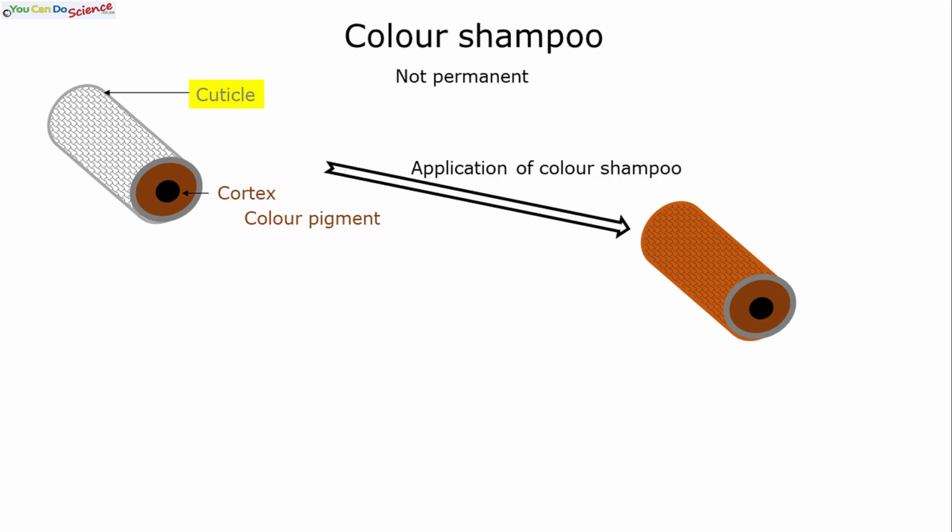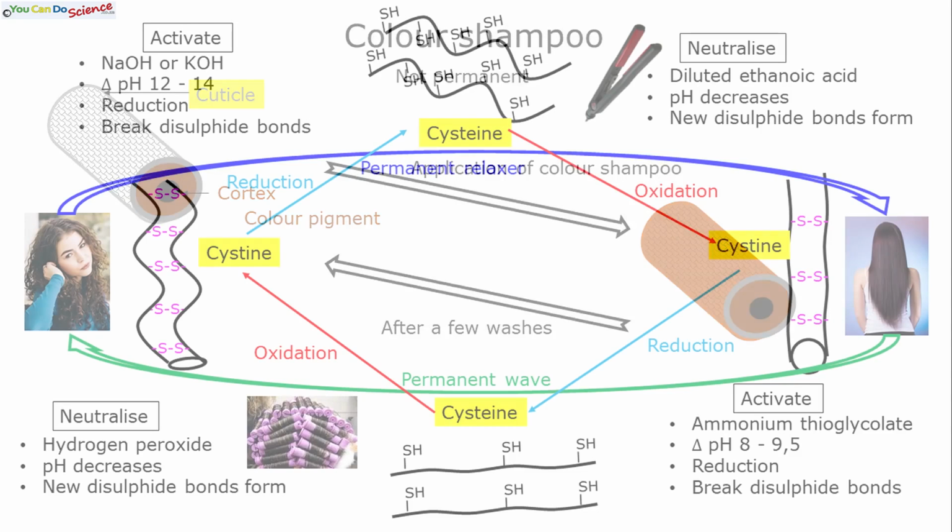Color shampoos are not permanent. The colorant only bonds to the surface of the cuticle and will then wash out again. Let us summarize.